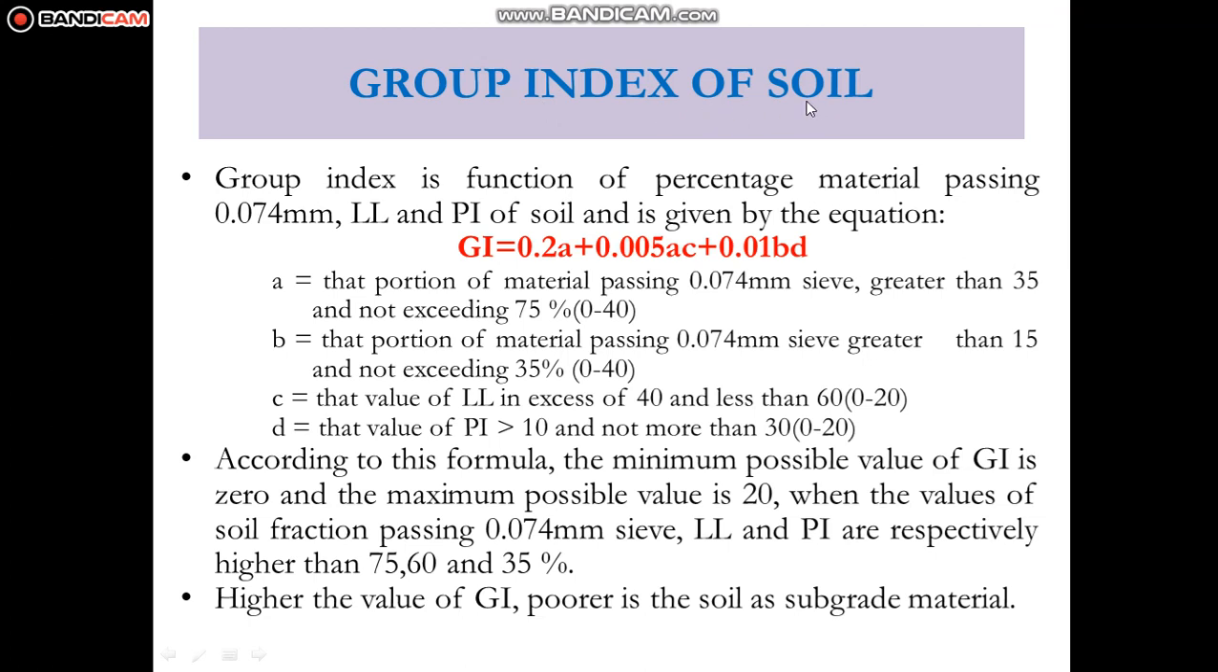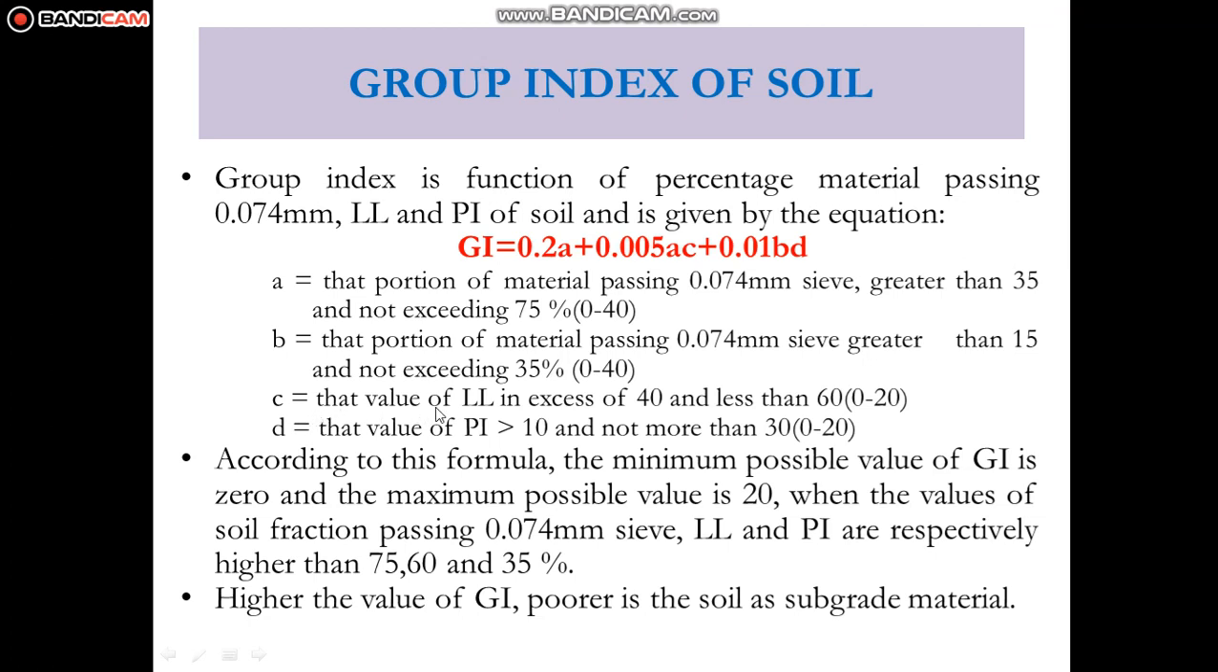Coming to the group index of soil. Group index is a function of the percentage of material passing 0.074 mm, liquid limit and plasticity index of soil, and is given by the equation: group index equals 0.2a plus 0.005ac plus 0.01bd. A is that portion of material passing 0.074 mm sieve greater than 35% and not exceeding 75%. It usually lies between 0 to 40%. B is that portion of material passing 0.074 mm sieve greater than 15% and not exceeding 35%. So again it lies between 0 to 40.